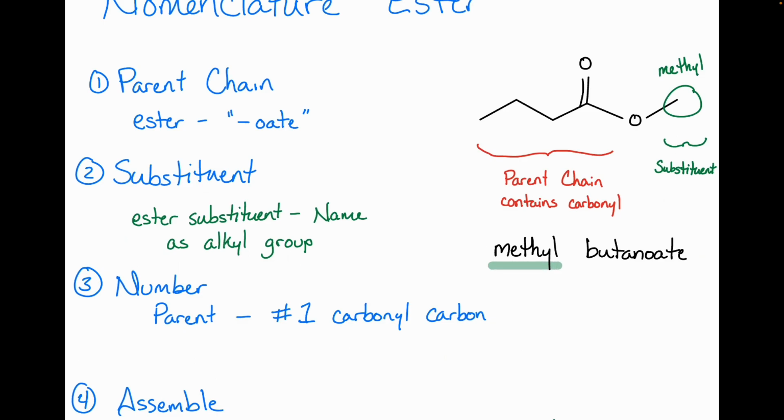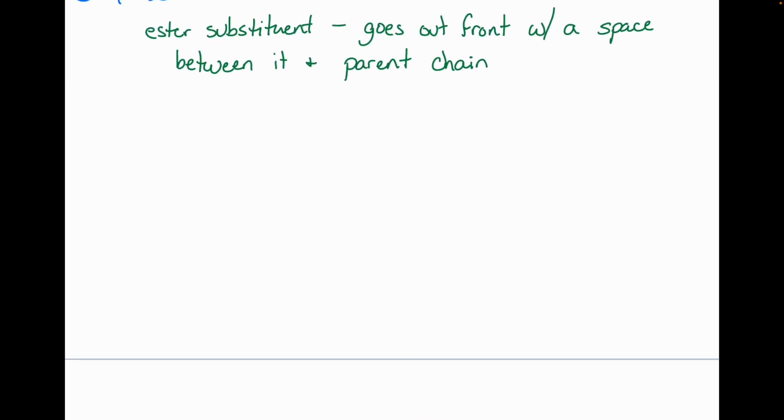All right, so out front is that special ester substituent, followed by my parent chain, which is the fragment that necessarily contained that carbonyl carbon. All right, so let's just do an example here.